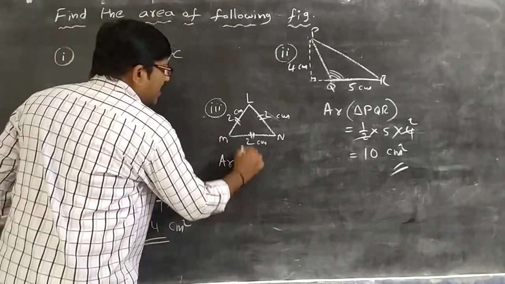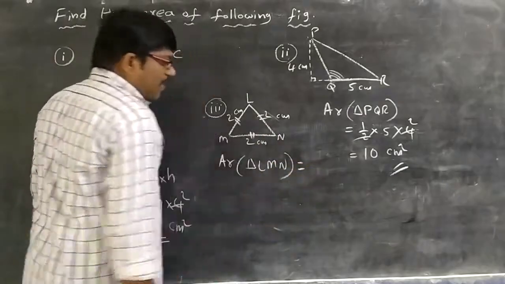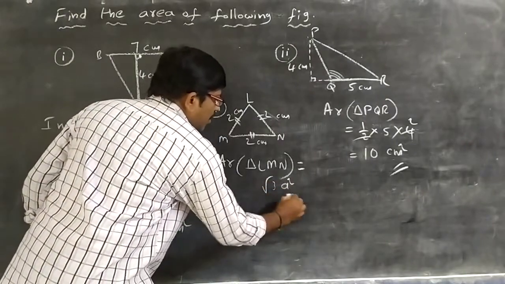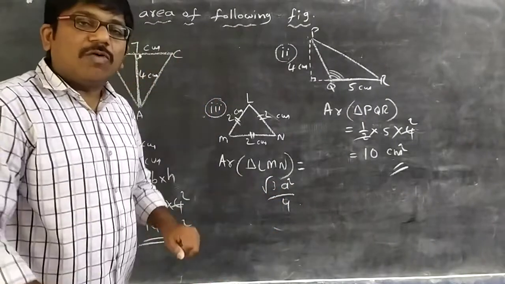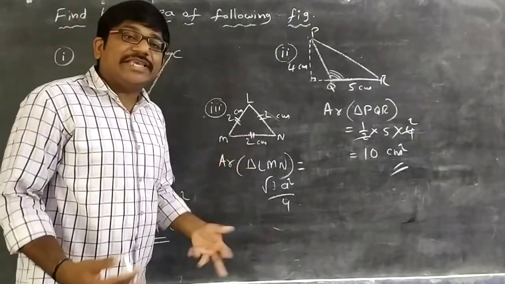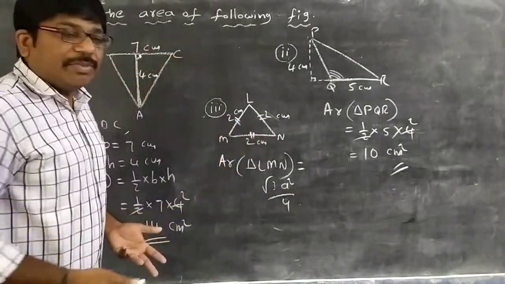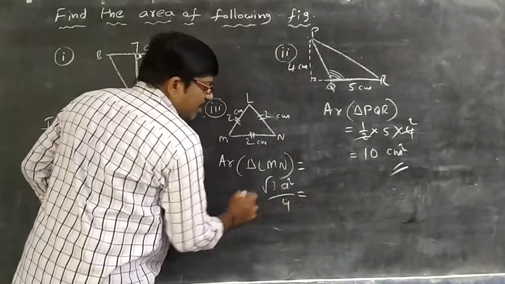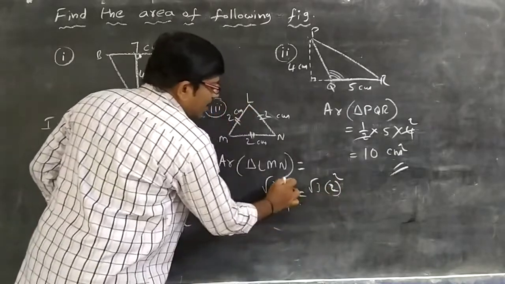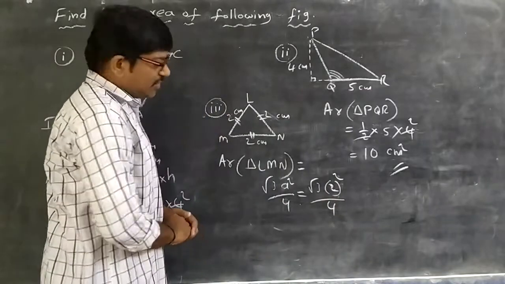Area of triangle LMN is equal to, the formula is root 3 a square by 4. So we use this formula. Why? Because in this triangle all sides are equal, it is the equal side, that is the a value. So a is its equal side, that is 2 centimeters. Substitute 2 instead of a. Root 3 into 2 square. So a square, a means 2 units, the equal side, 2 whole square by 4, right?